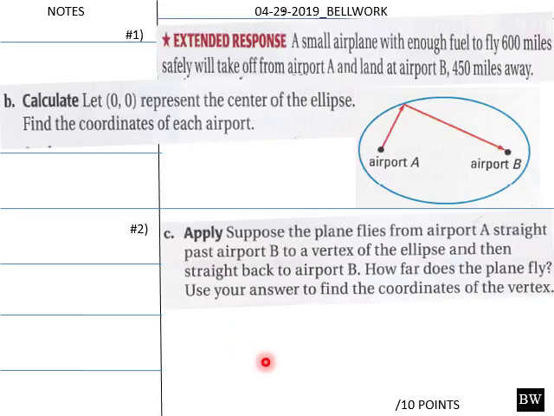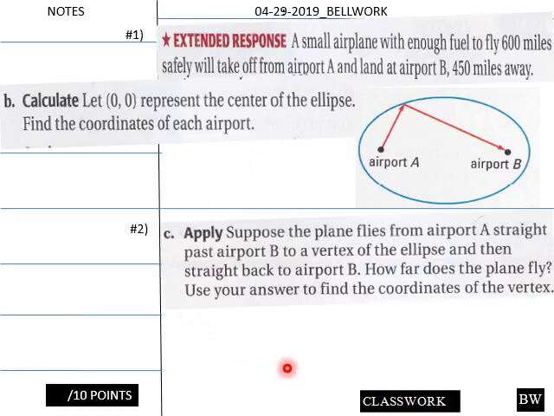Give your students about 5-6 minutes to complete this bell work. And students, if you need extra room, and you probably will, attach an answer sheet. If you're taking this online, make sure that you include that in your submission from your phone or whatever.